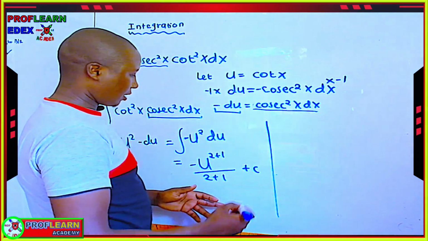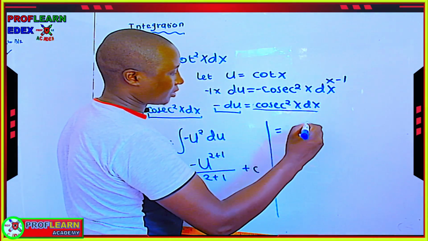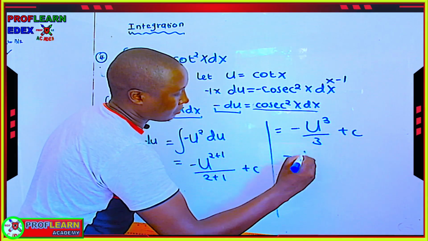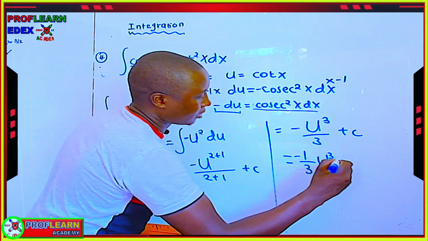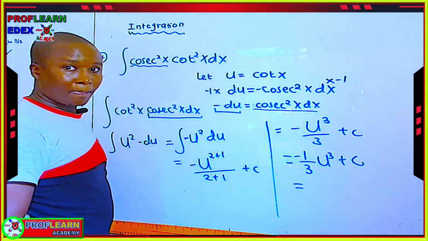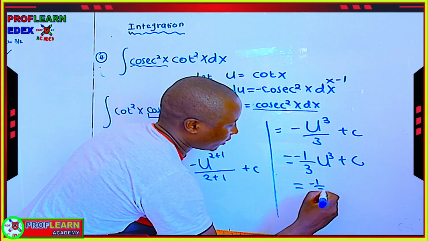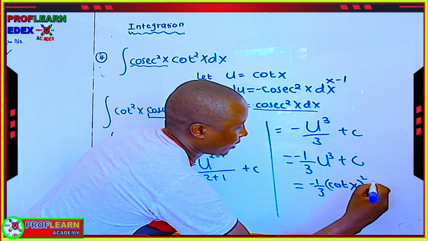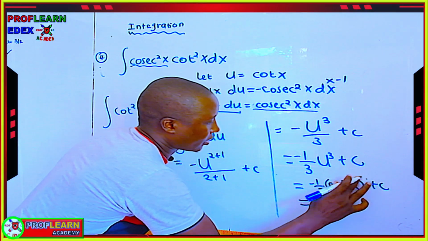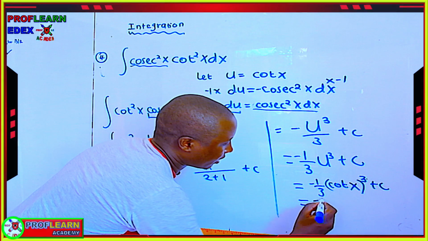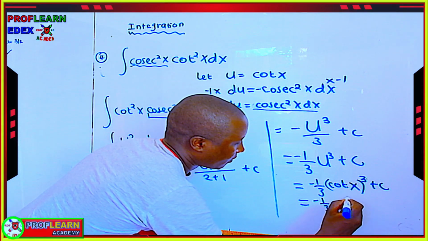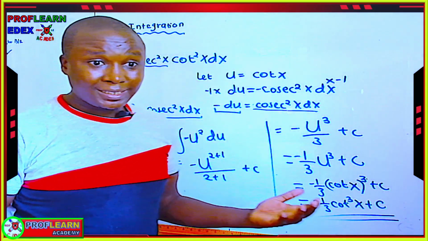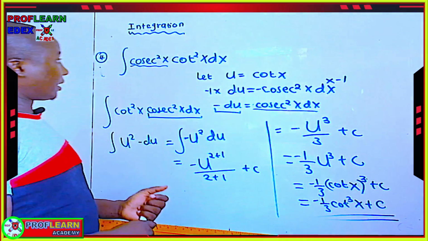So once we have this, we can say therefore this is going to be minus u power 3 over 3 plus c, which is the same as minus 1 over 3 u power 3 then plus c, which will mean minus 1 over 3 cot x cubed, then plus c. This is not squared but cubed, so it is the same as negative 1 over 3 cot cubed x then plus c as our final answer. Basically, you're just going to do it that way.